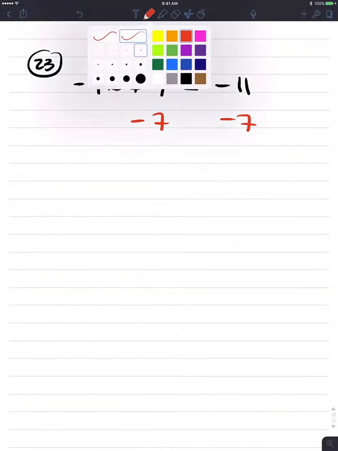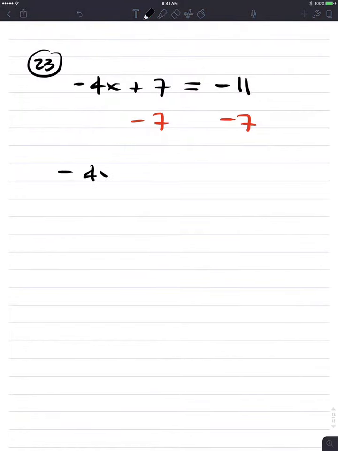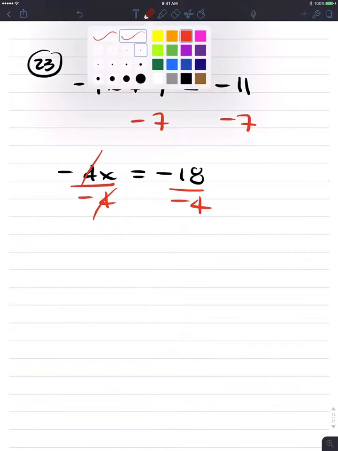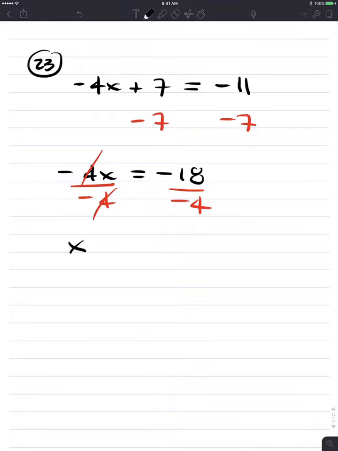Number 23. Negative 4x plus 7 equals negative 11. We're going to undo the addition of 7 by subtracting 7. So I get negative 4x equals negative 18. We divide both sides by the number doing the multiplying to x, negative 4. We end up with x equal to a negative over a negative, which is a positive.